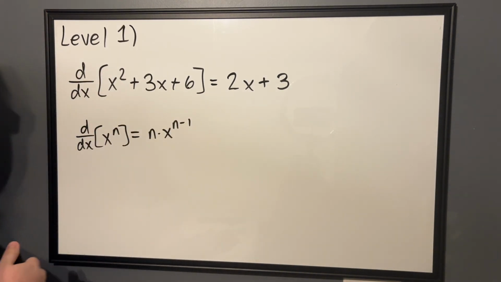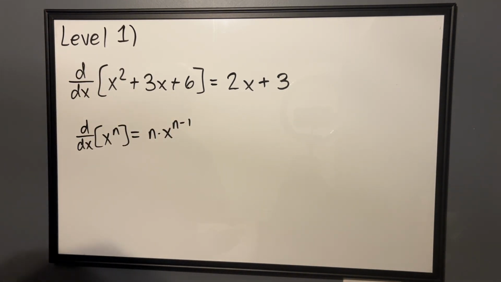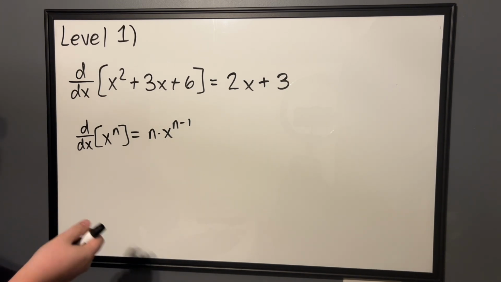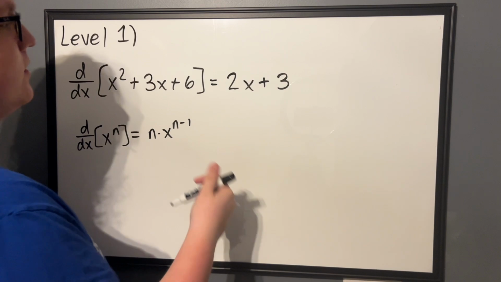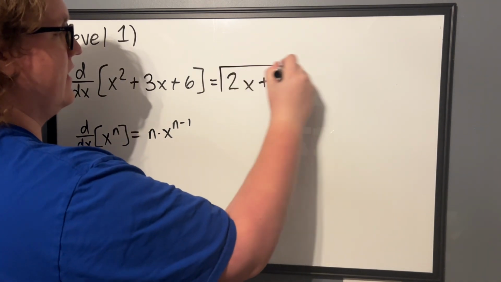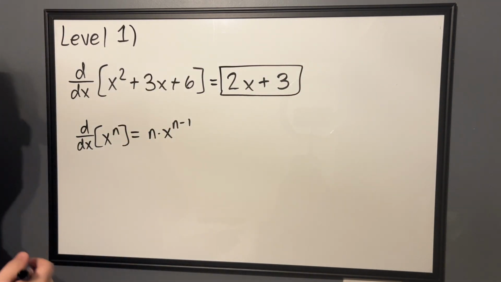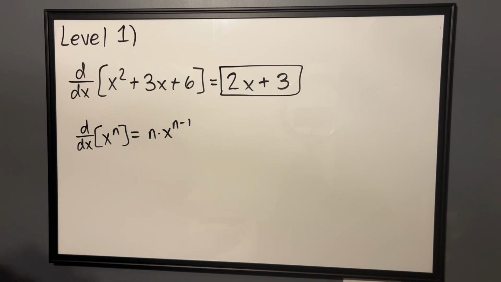And then this plus 6, we need to think about that one because the plus 6 is just a number. It's just a constant. And when we take the derivative of a constant, it is always 0. So we don't even need to add anything, and this 2x plus 3 is our final answer. So let's go ahead and move on to level 2.